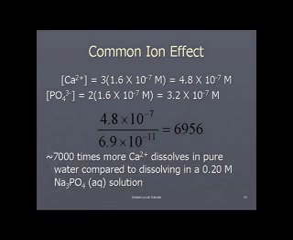So when we find that ratio, we find that there are 6,956 times as much calcium ion in the pure water as in the solution containing the common phosphate ion. So approximately 7,000 times more calcium dissolves in pure water compared to dissolving in 0.20 moles per liter sodium phosphate solution. That's something that you want to embrace fully, is that the presence of a common ion dramatically decreases the amount that a slightly soluble salt can dissolve in water. That's the whole point of this.